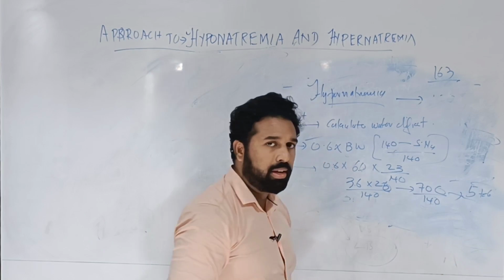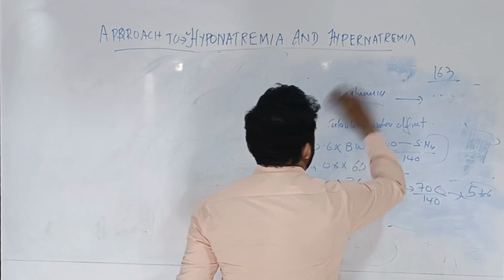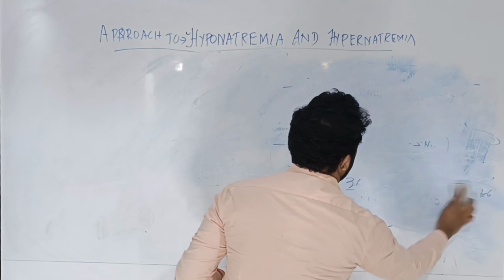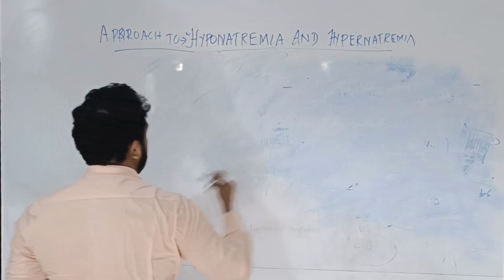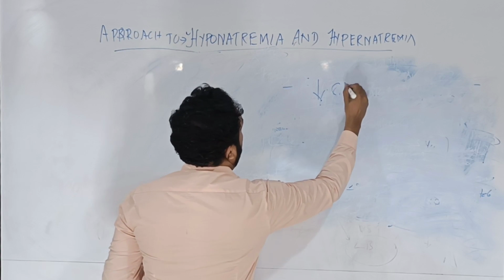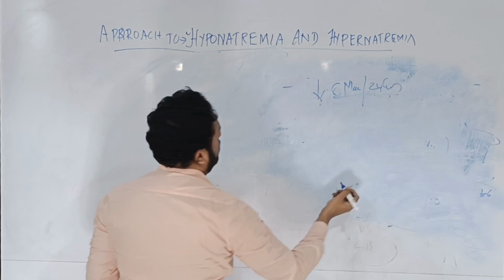In hypernatremia, you can apply the same formula for correction. We do not want a sudden change in osmolality. So when you are reducing the serum sodium, you reduce it by a maximum of 8 milliequivalents per 24 hours.